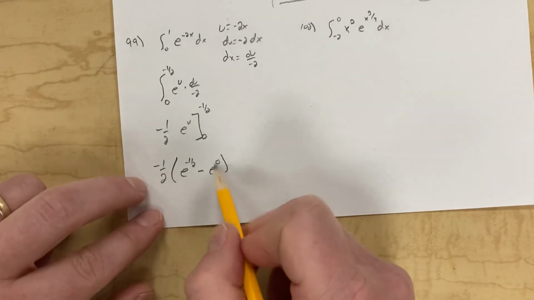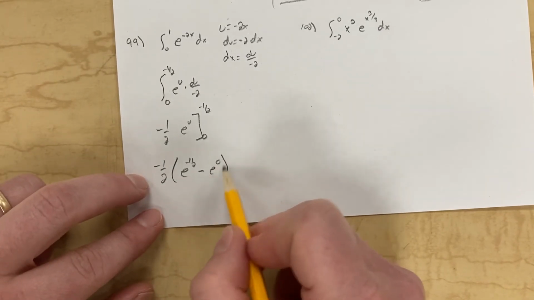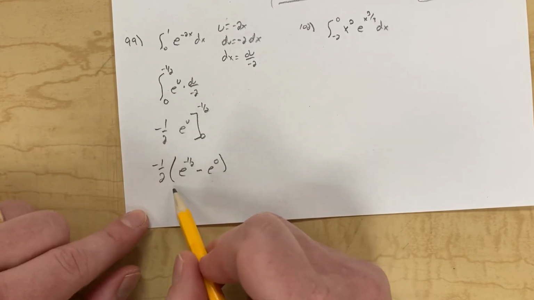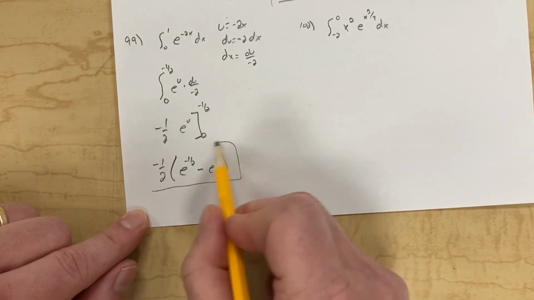And that e to the 0 is 1. So if you want to write that as 1, that's fine, but you can't get rid of it. We have to have it in there. It is part of this. This would be our answer here.